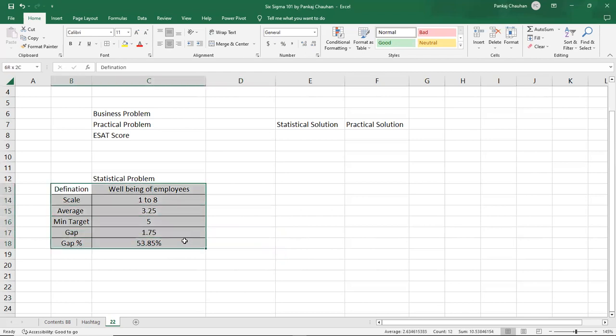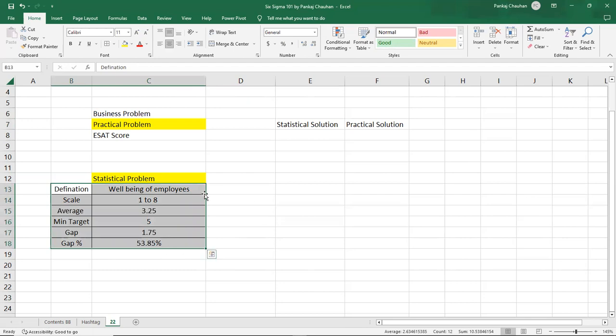That is called your statistical problem. And these are the statistical numbers. So the practical problem was employee satisfaction score. When you are representing it in numbers, with the scale, with the target, with the current value, with the performance expectation, with the difference, then this is called a statistical number, as a statistical problem.